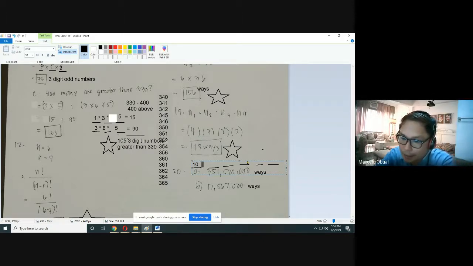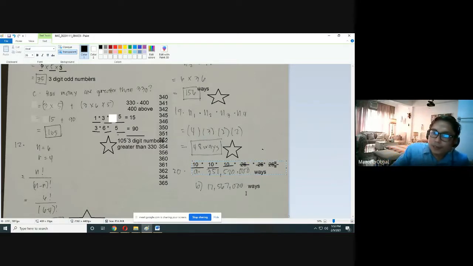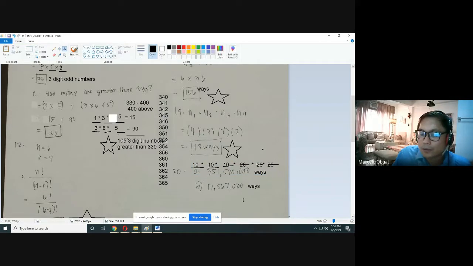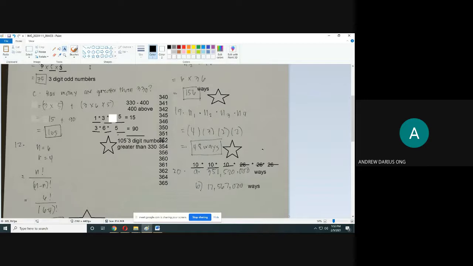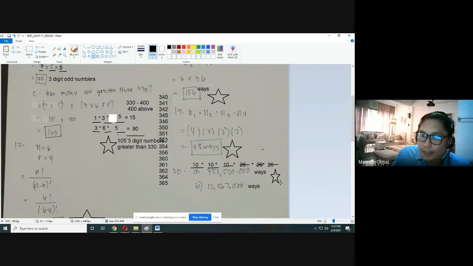Multiply natin sa 10. Pwede mo kasi mag-repeat, no? 10 pa rin ang ilalagay natin sa third. Tapos, ilang alphabets? 26. Okay, pwede mo mag-repeat, okay? 26, tapos 26. Is the answer the same, please? 351,520,000. Same? Opo, sir. Okay, very good. Okay, next.